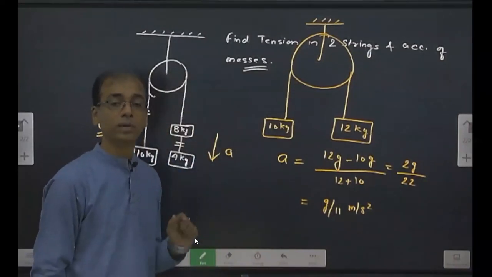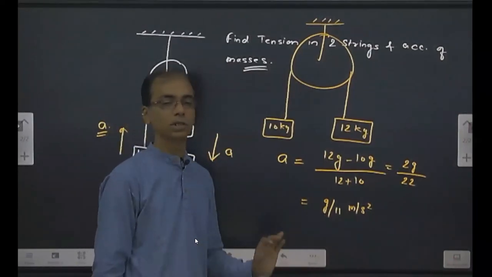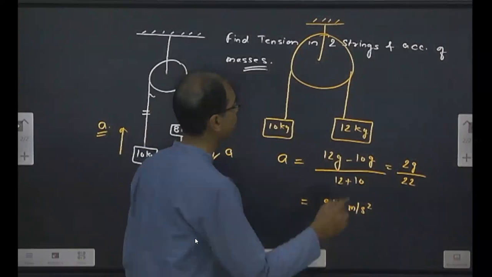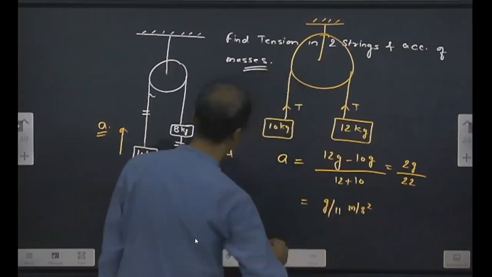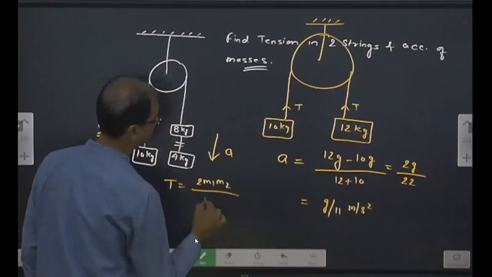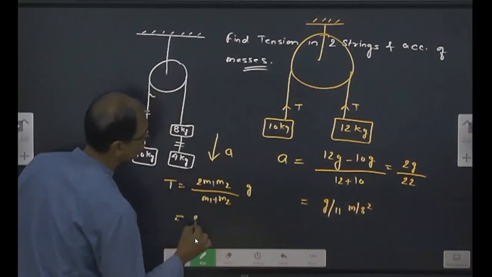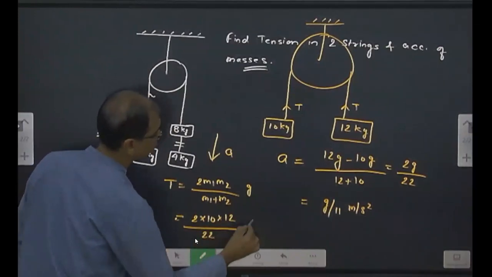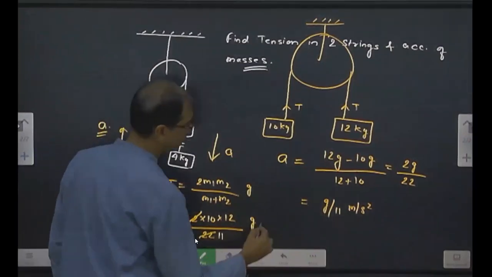Okay. Can I solve tension with 2m1m2g by m1 plus m2? That will give me one tension. For the tension in each string, I have to write the equations. But here, if we have to find the tension, we can get it with that formula of ours. The formula is 2m1m2 by m1 plus m2 into g. So we will get 2 into 10 into 12 by 22 into g. So this is 11. What are we getting? 120g by 11.